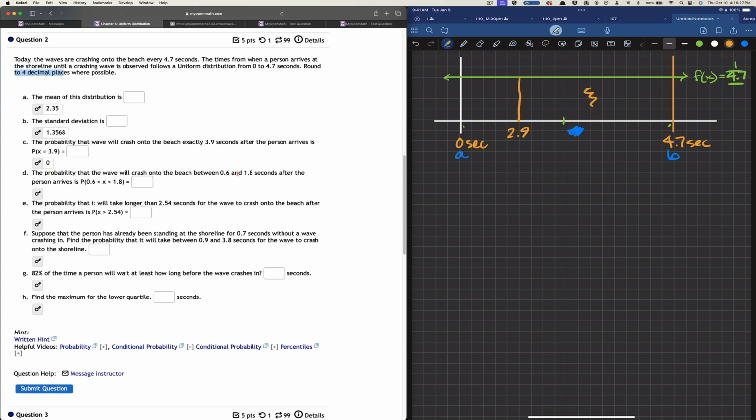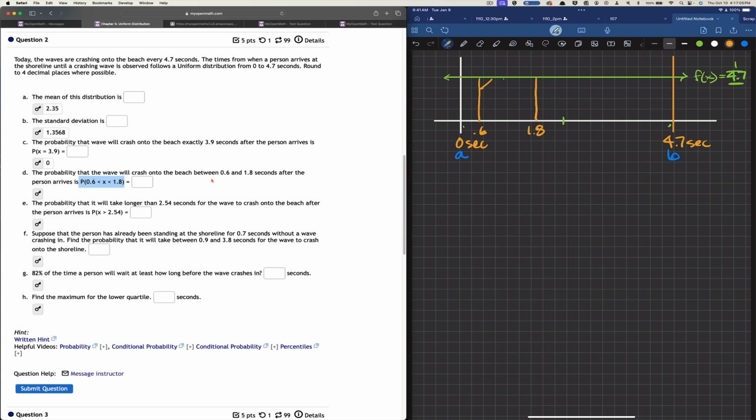The probability that the wave will crash onto the beach between 0.6 and 1.8 seconds after the person arrives. And that's how we would write that. X is greater than 0.6, less than 1.8. So really we're talking about, okay, 1.8 and 0.6. So 0.6 is probably down here somewhere. And 1.8 is maybe here-ish. I'm just eyeballing to give us a picture.